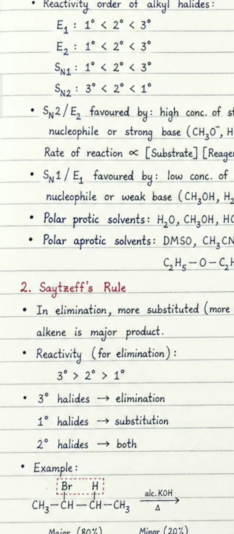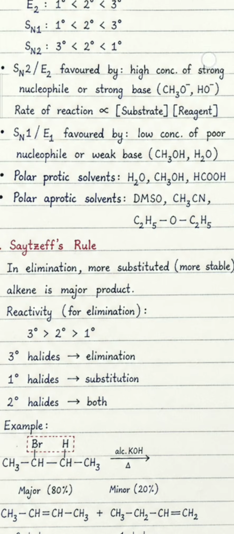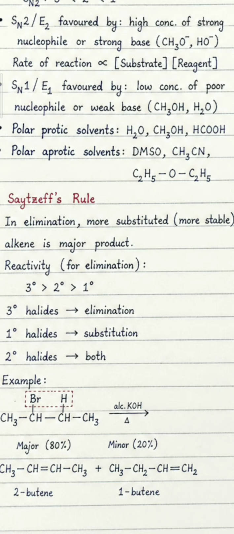Next one is Saytzeff rule. In elimination, the more substituted or more stable alkene is the major product. It is the Saytzeff rule. And reactivity for elimination: tertiary is greater than secondary is greater than primary. Tertiary halides involve elimination, primary halides involve substitution, secondary halides involve both. CH3CHBrCH2CH3, when treated with alcoholic KOH, gives 2-butene and 1-butene. And 2-butene is the major product, 1-butene is the minor product.